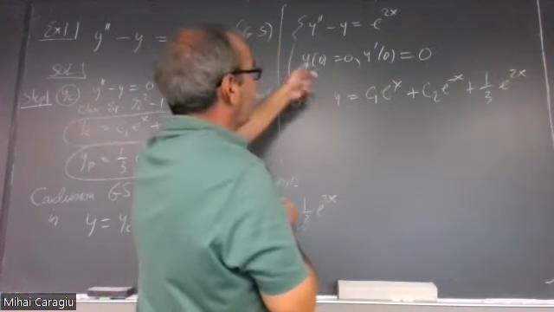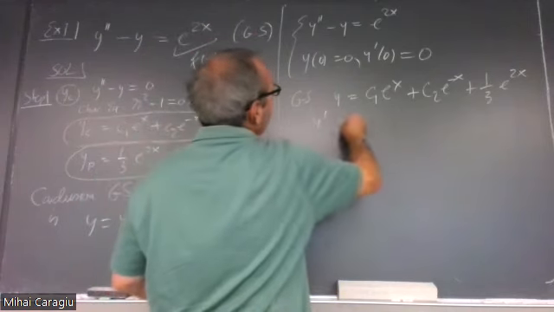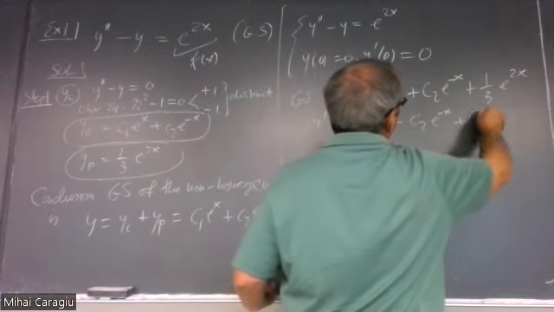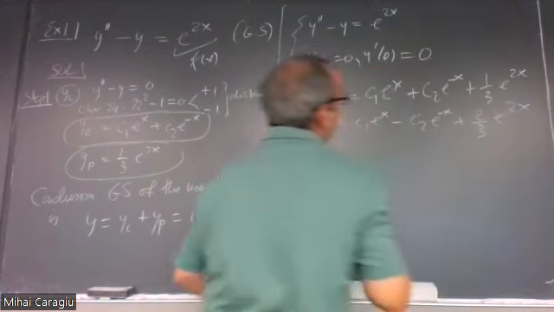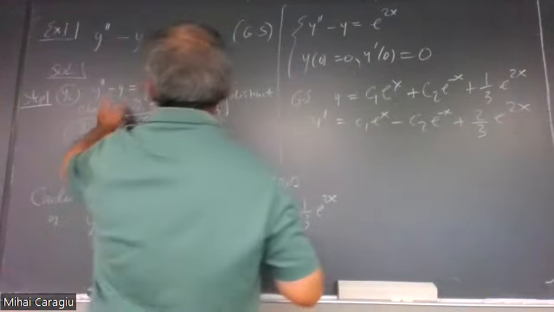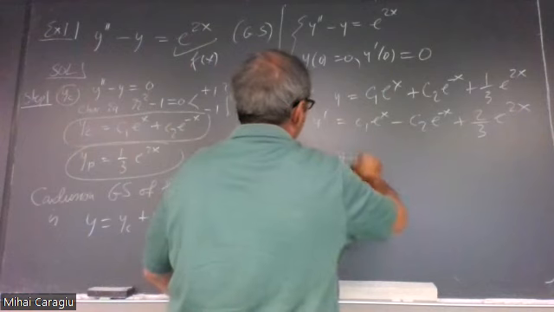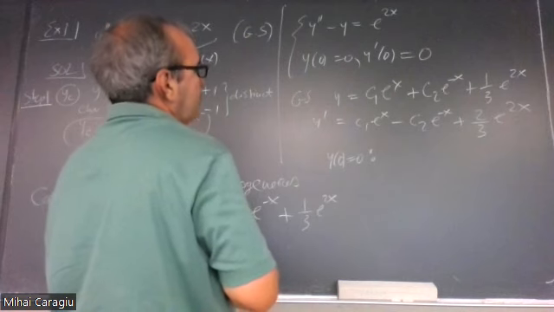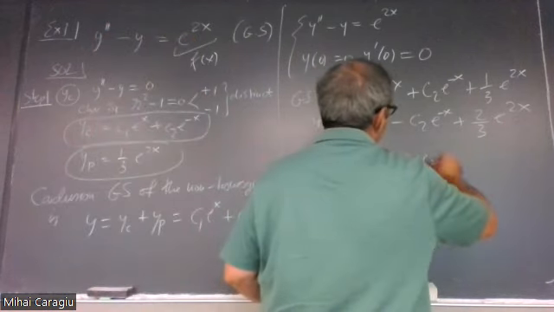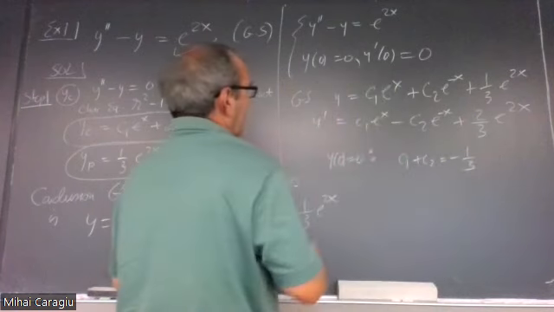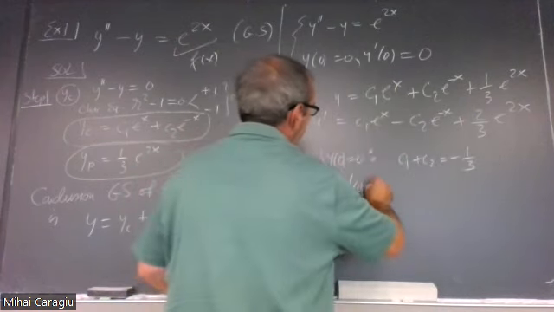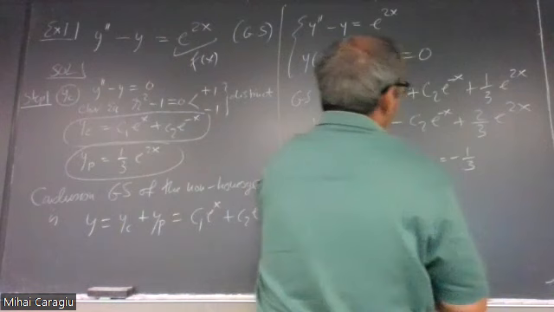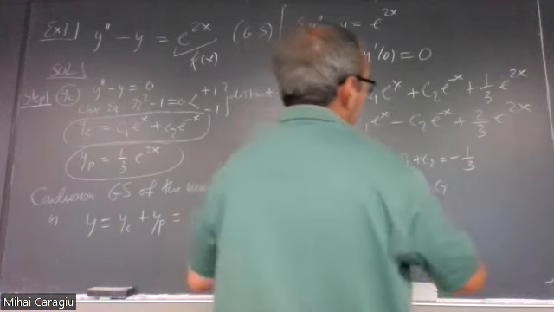We also need y prime just to accommodate the initial conditions. Y prime equals c1 e to the power x minus c2 e to the minus x plus 2/3 e to the power 2x. Now let's translate the initial conditions. Y of 0 equals 0 means c1 plus c2 plus 1/3 equals 0. So c1 plus c2 equals minus 1/3. And then y prime of 0 equals 0 means c1 minus c2 plus 2/3 equals 0, so c1 minus c2 equals minus 2/3.